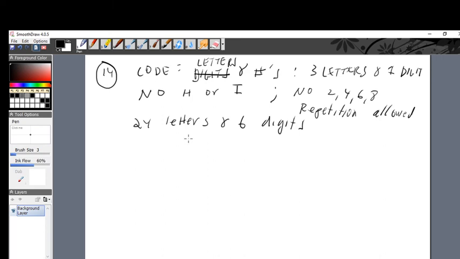What's the answer? How many codes could you have? Here it is: 24 letters times 24 for the second letter, times 24 for the third letter. And how many digits are possible? There's only 1 digit and only 6 of them. Work that out, and this problem is done. Get your calculator out, and we have it.